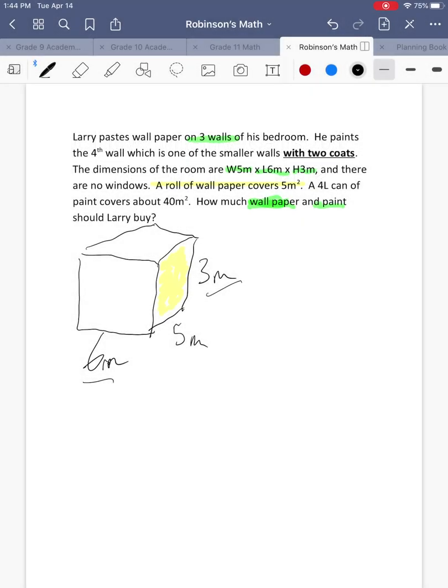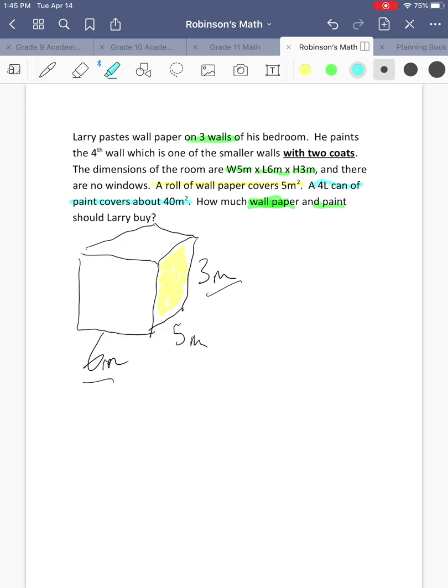Now, how do we get the answer to the second question, which is how many cans of paint do we need? We need to once again go to the highlighter and highlight the important information. What we see here is a 4-liter can of paint covers about 40 meters squared. So we have to figure out the total amount of paint that we need and then divide that number.